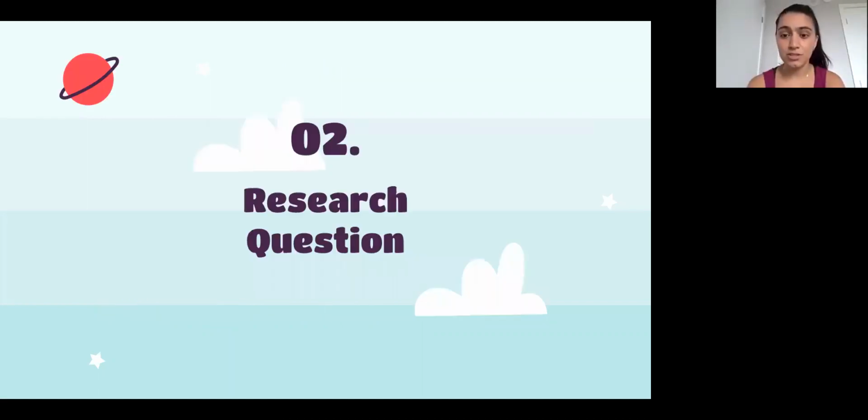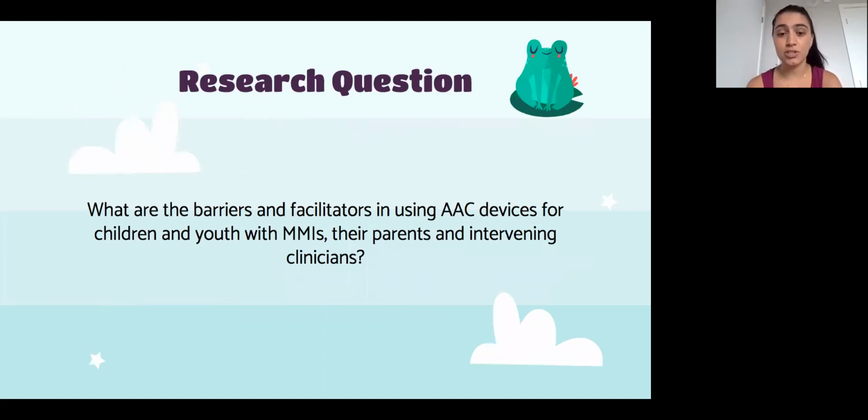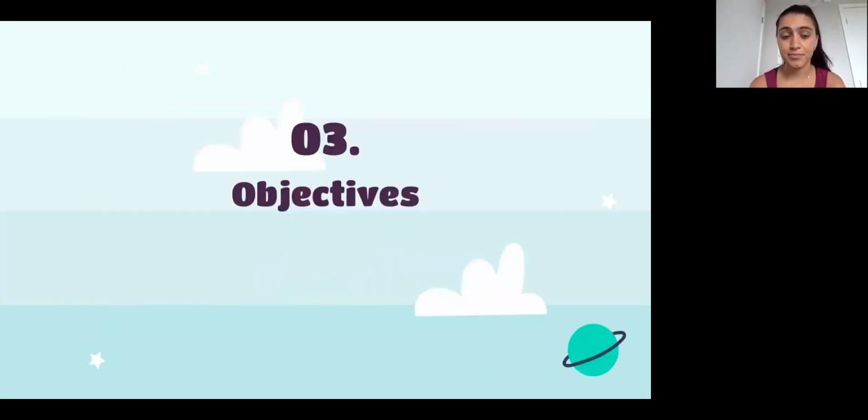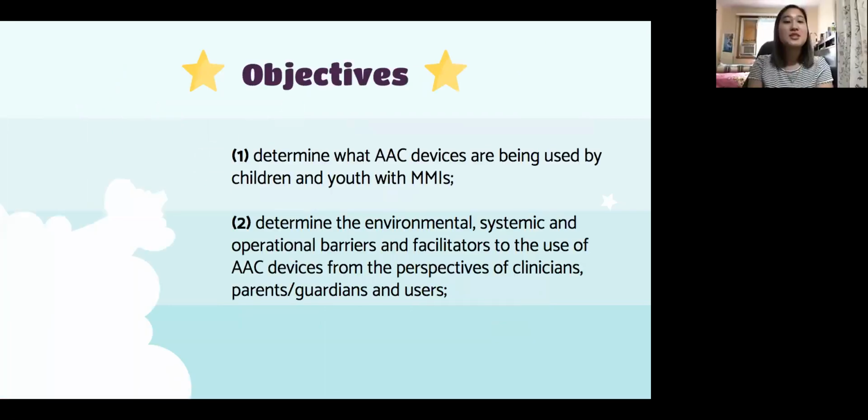So in terms of the research question, here is the research question that we refined. We came up with: what are the barriers and facilitators in using AAC devices for children and youth with MMIs, their parents, and intervening clinicians? Concerning the specific objectives, we wanted to determine what AAC devices are being used by children and youth with MMIs, and we also wanted to determine the environmental, systemic, and operational barriers and facilitators to the use of AAC devices from the multiple perspectives, which included clinicians, parents or guardians, and users.